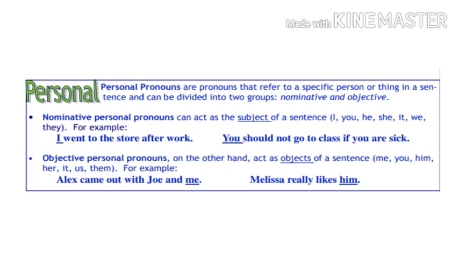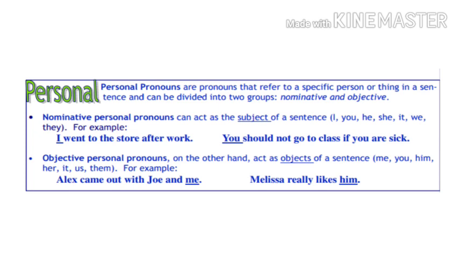Well, see here, Joe is a noun, but instead of writing the second name, my name, I have written me. So in this sentence, me is used as an object pronoun. Let's see one more example. Melissa really likes him. Now see in this sentence, again him is used at the place of object. So this becomes objective personal pronoun. Now this was the first type of pronoun.